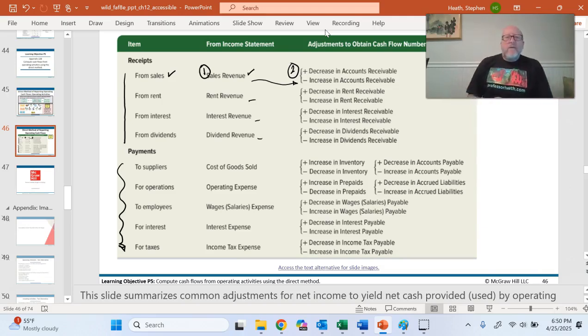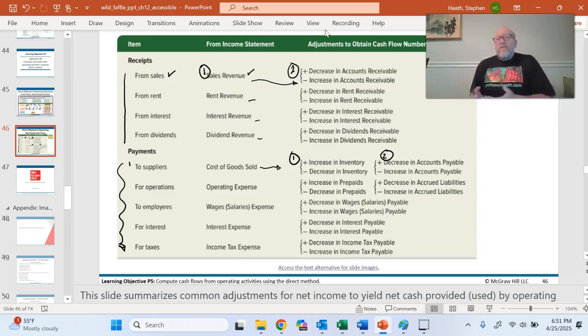Okay? So then we can move down to the slightly more complicated ones, cost of goods sold. Okay? So payments that we make to suppliers, right? The first one. So I'm clearly going to start with cost of goods sold on the income statement. And then I'm going to make two adjustments, right? There's two balance sheet accounts that relate to cost of goods sold. The first one is inventory, and then the second one is accounts payable, right?